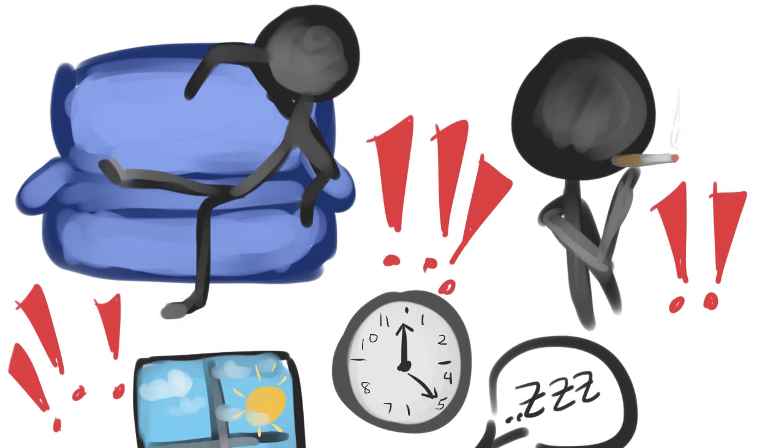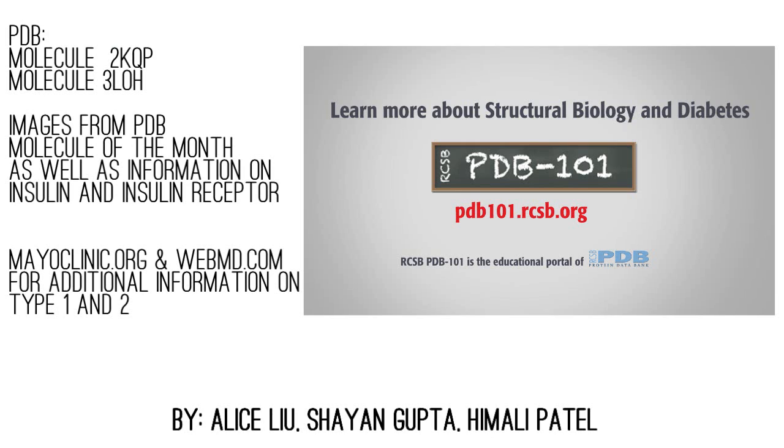Those who get little to no exercise, smoke, stress, and have irregular sleep schedules are at risk of becoming diabetic. If you are 45 years and older, overweight or obese, or have a family history of diabetes, you are at more risk of developing diabetes. Stay healthy with a proper diet and daily exercise.